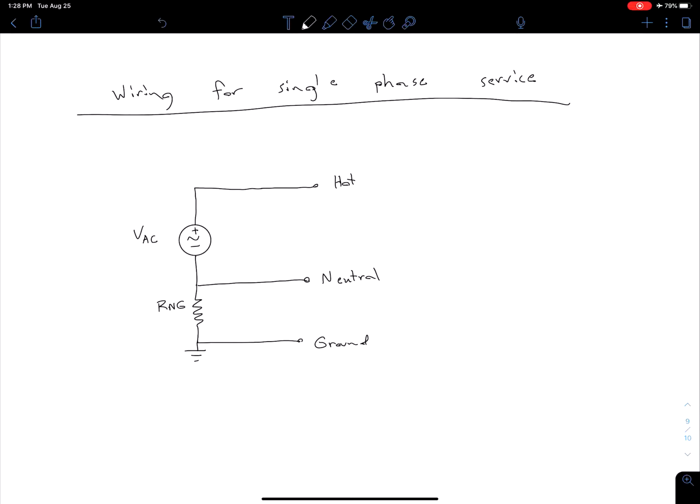At least here in the US, we have some color conventions for these lines. Our hot line is typically going to be black. Our neutral line is going to be white. And then our ground is going to be either green, or sometimes you'll also see bare copper. The point of bringing this up is that it's usually good practice to use these colors if you're wiring anything connected to AC power.